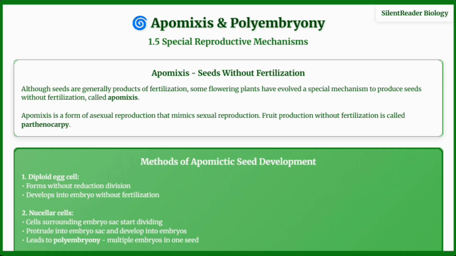Apomixis has tremendous importance in agriculture, especially for hybrid crops. Normally, hybrid seeds have to be produced every year because seeds collected from hybrids don't maintain hybrid characters. If hybrids are made into apomicts, there's no segregation in the progeny, allowing farmers to reuse seeds year after year, significantly reducing costs.